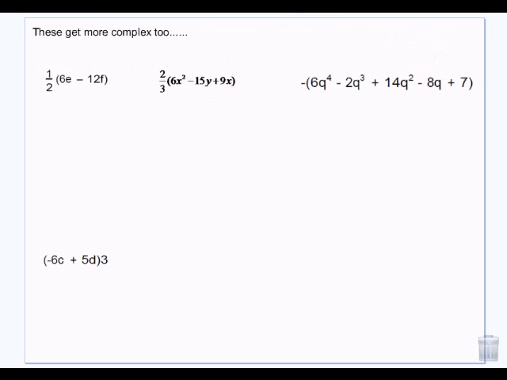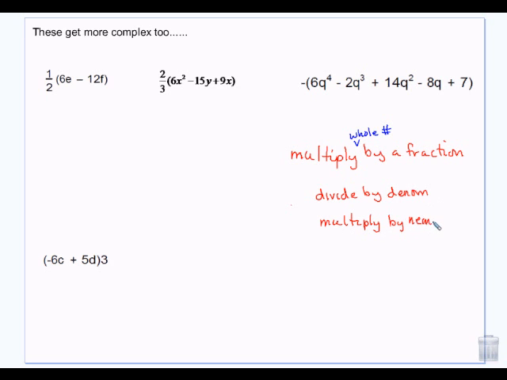Just like everything in math eventually gets more complex, if you are multiplying by a fraction, okay, actually it's multiplying a whole number by a fraction. You can do these steps in either order, but I'm just going to write it down. You're going to be dividing by the denominator. You're going to be multiplying by the numerator.